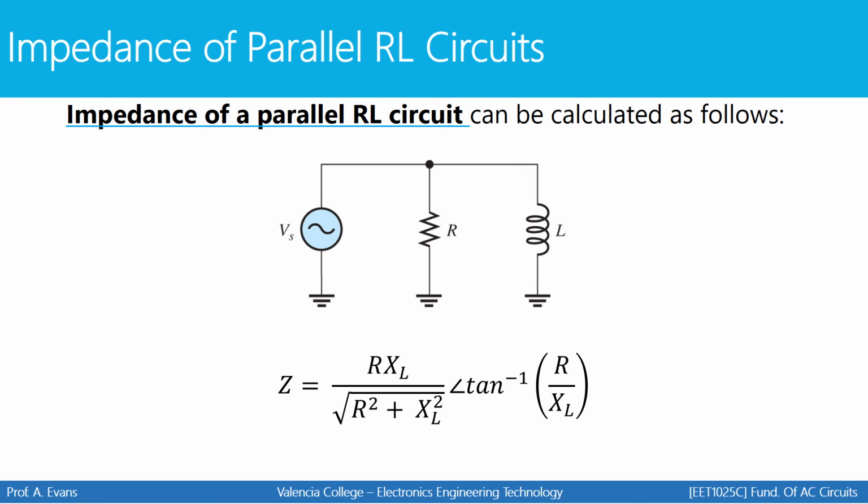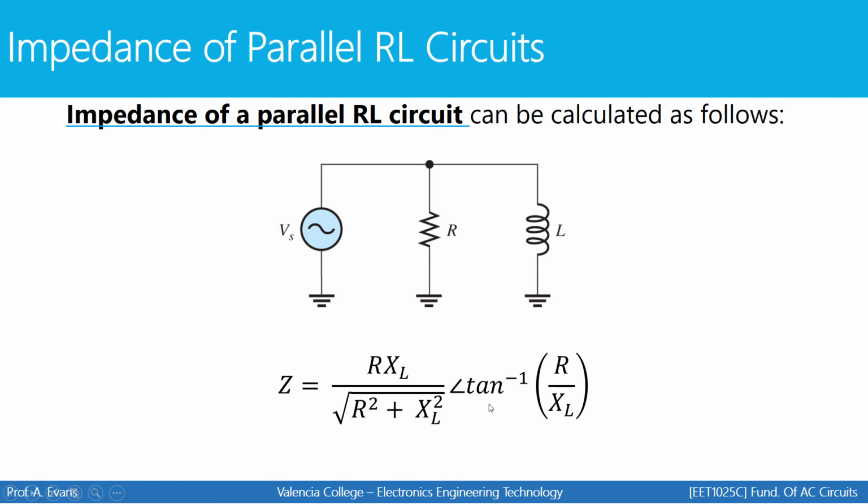Now we're going to move on to parallel RL circuits. To calculate the impedance of a parallel RL circuit, we can use this equation on the screen. So the total impedance for a resistor in parallel with an inductor is R times XL divided by the square root of the sum of R squared plus XL squared. Your phase angle is the inverse tangent of R divided by XL.